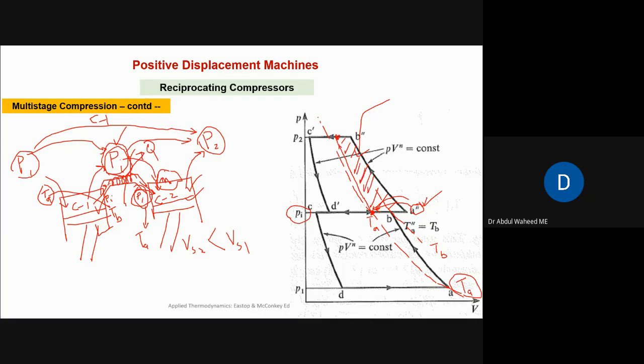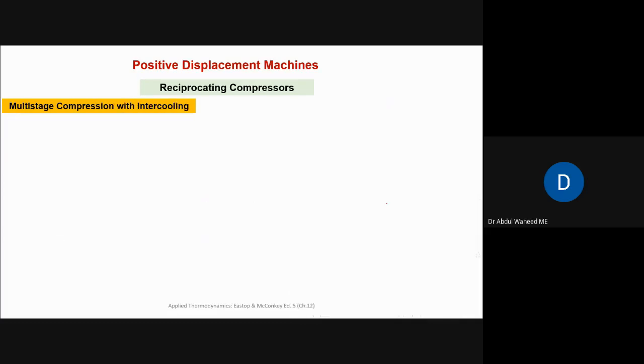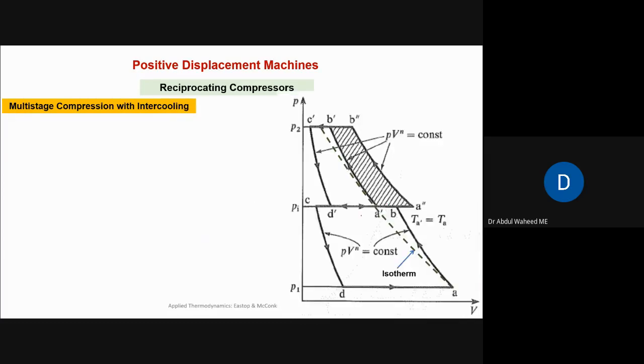So this is the area which we can save, because this area represents the indicated work input to the compressor. So here is the area which we can save by shifting this point from here to here. This is also explained in this slide. We have shifted this point to this point, and that is the saving in work input to the second compressor.